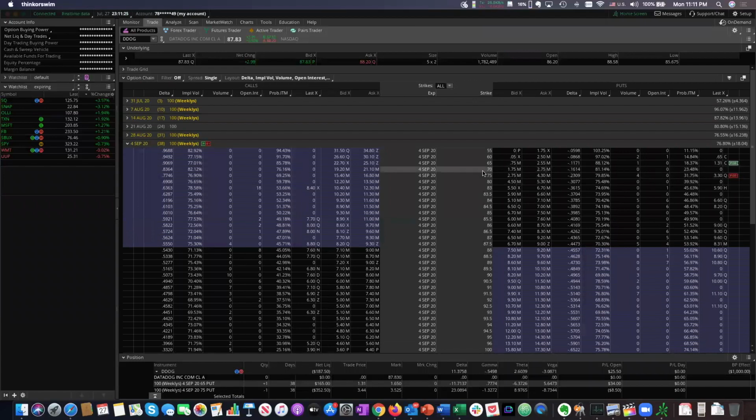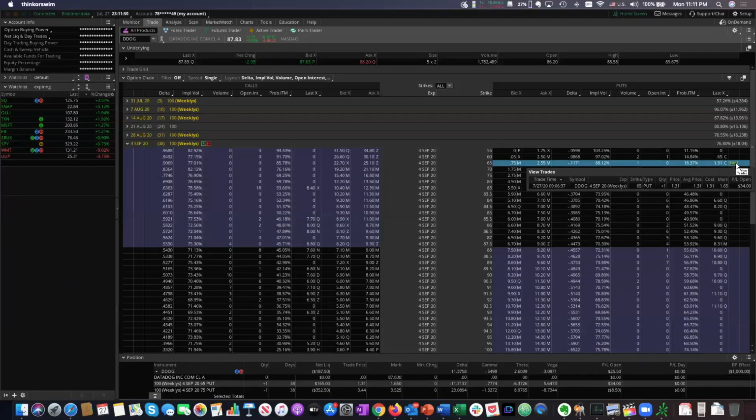If we look at the overall performance of Datadog, it is currently trading around $87. So there's some room for it to take a step back. But 75 is a pretty safe zone for you to consider. And with this, I can take a profit of about $200. I think it's $344 minus the $131. It's a decent amount of premium that you can collect. And that's what I did. I did a Datadog trade.